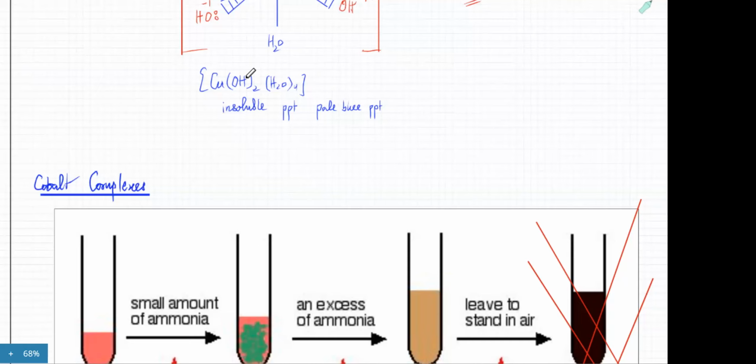I do remember, I just didn't write it down. Precipitates, remember that last time, are never considered complex ions. So you usually just call it copper hydroxide. You don't write the square brackets around it when it's a solid.